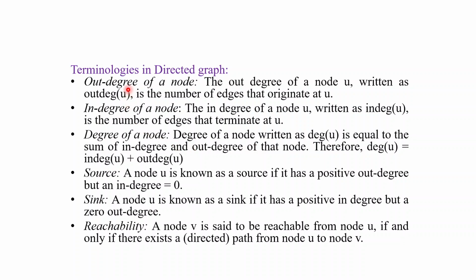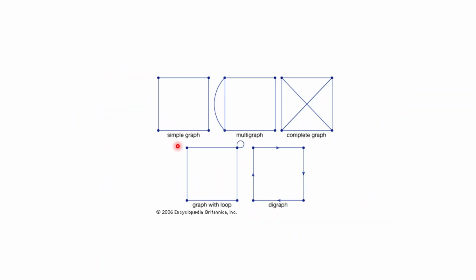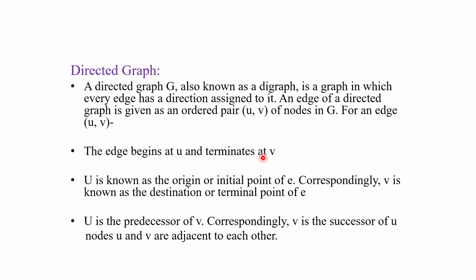You can see here out degree of a node, in degree of a node. Okay, so out degree of a node is going to be here. For this node, the out degree is going to be whichever the nodes are going outside. So there is one out degree, and there is one in degree for this node. And then degree of a node is going to be out degree plus in degree. So out is 1, in is 1. So 1 plus 1 is going to be 2. That's the degree of a node.